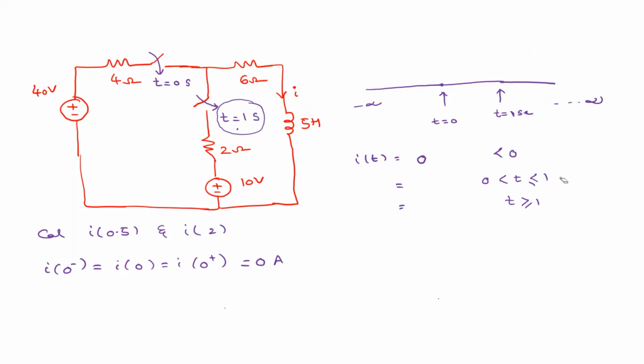So this is the condition. Now, first, as usual, at t equal to 0, what is the response for t greater than 0? How will the circuit behave? This switch is closed here, and this switch is open.